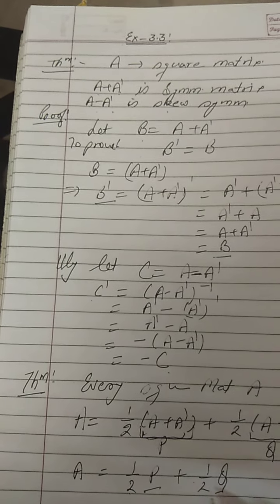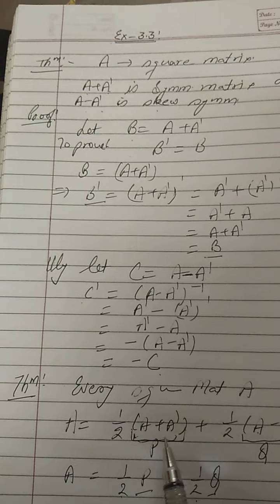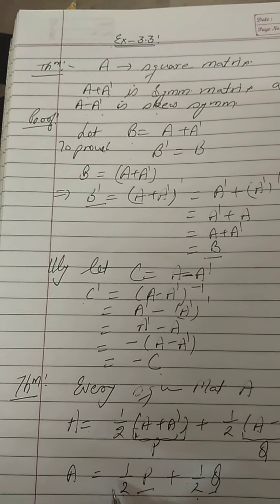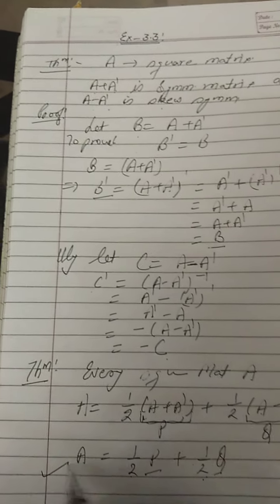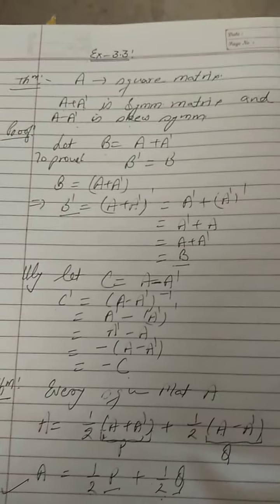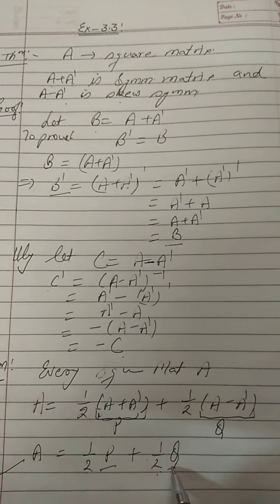Why are these halves coming? Because if I add A plus A, it will become 2A, and so I have to adjust 2A to equal A. That is why we multiply P with half and Q also with half. A few sums of this exercise are based upon this theorem, where we will show the given matrix as the sum of symmetric and skew symmetric matrices.